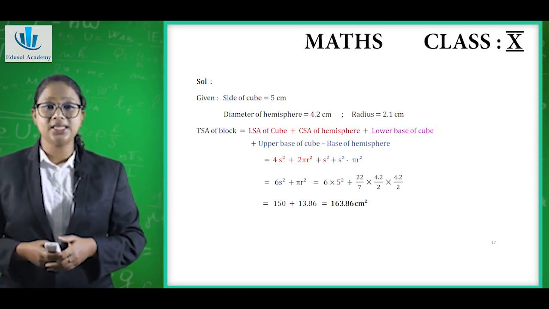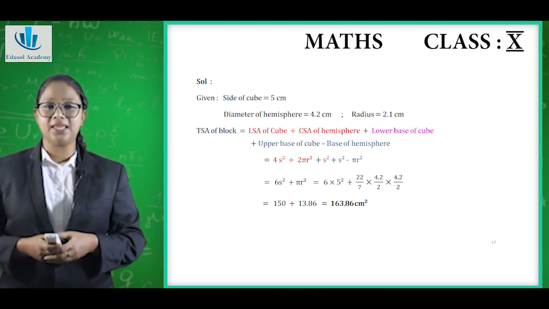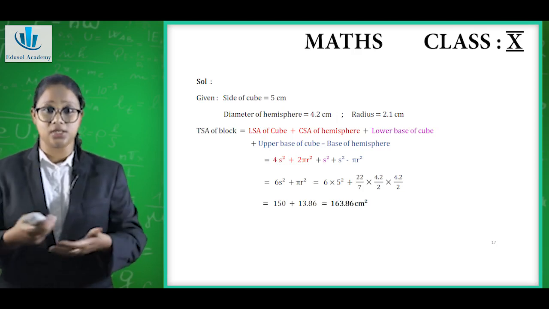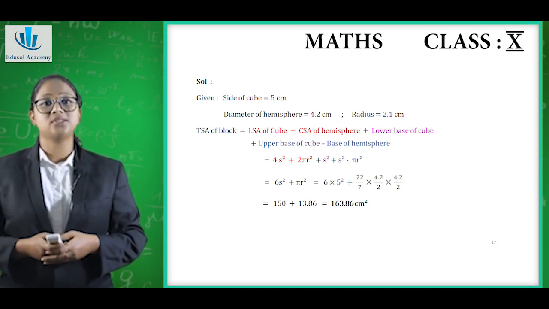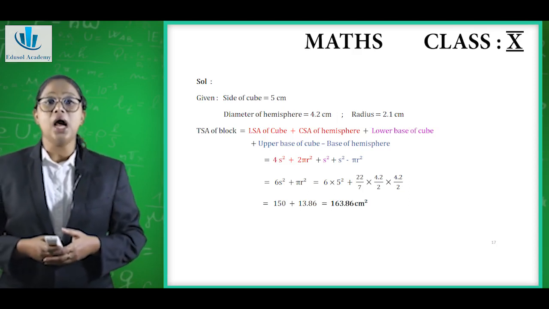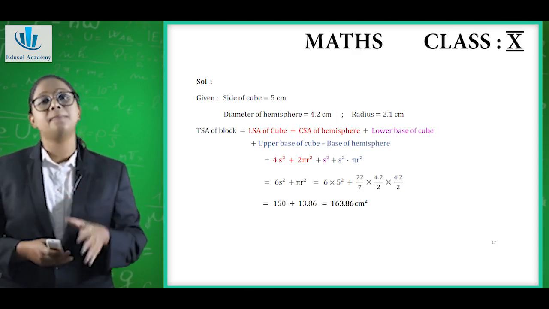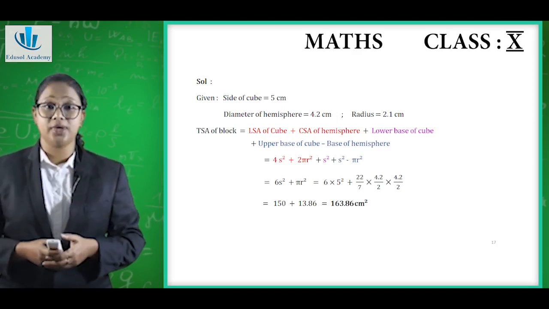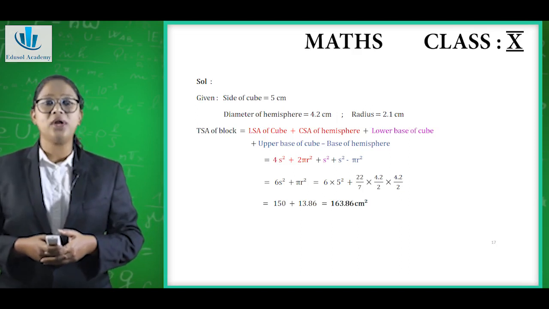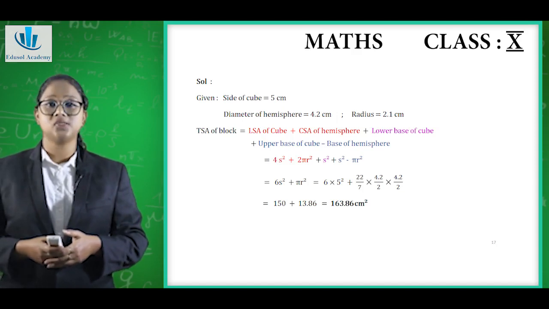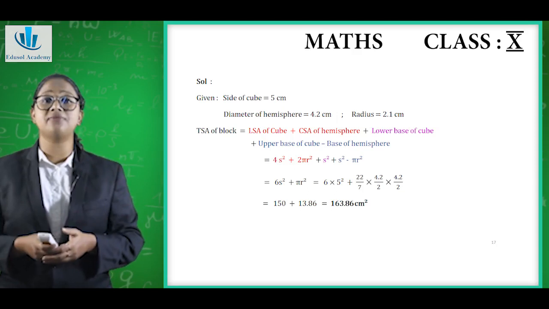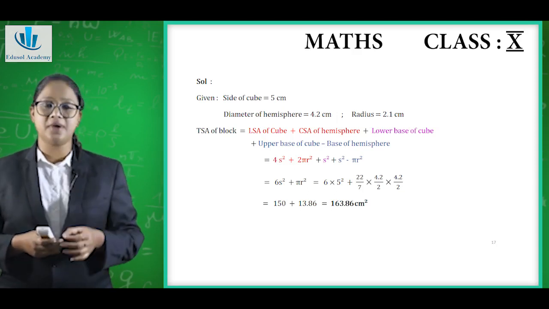So the TSA of the entire block will be given as LSA of the cube plus CSA of the hemisphere, that is the lateral view, plus lower base of the cube, that is a square, plus upper base of the cube minus base of the hemisphere, that is the top view. Now let's put all the equations. So that will be 4s square plus 2 pi r square plus s square minus pi r square. When we simplify these, this will be very much simplified into 6s square plus pi r square.